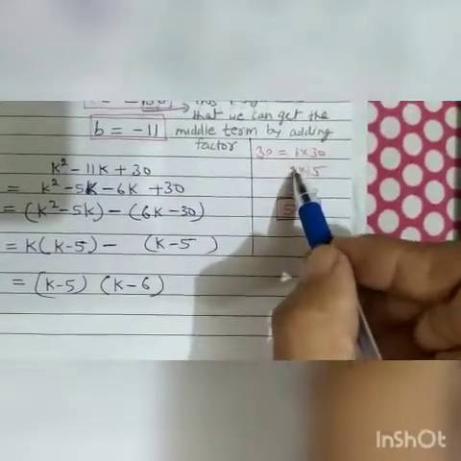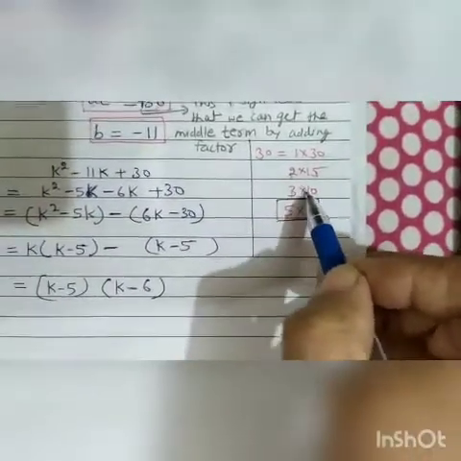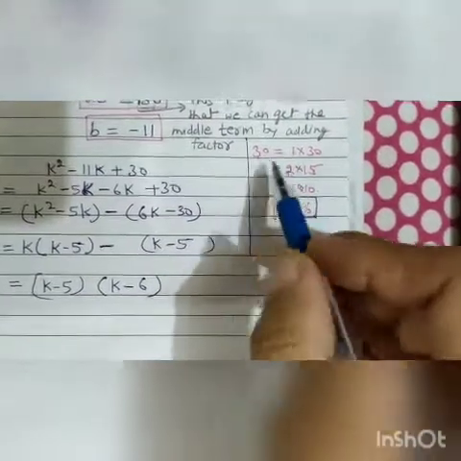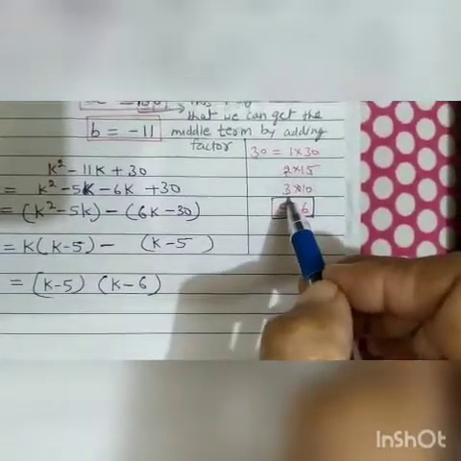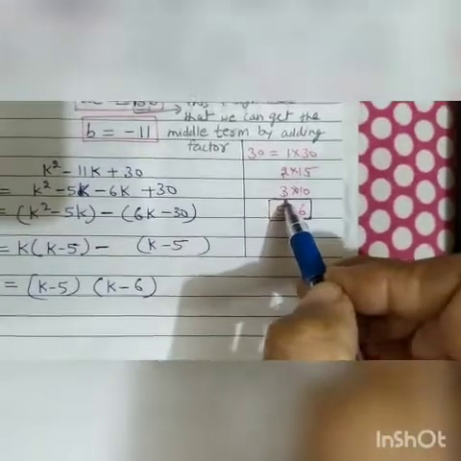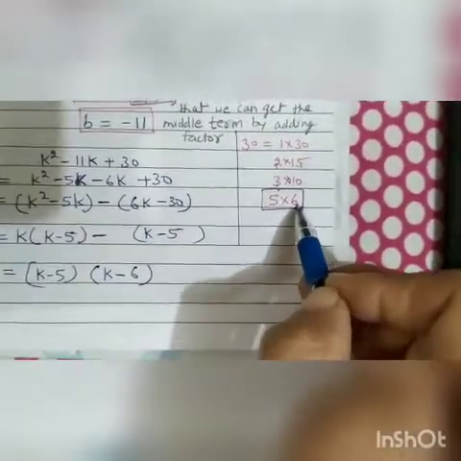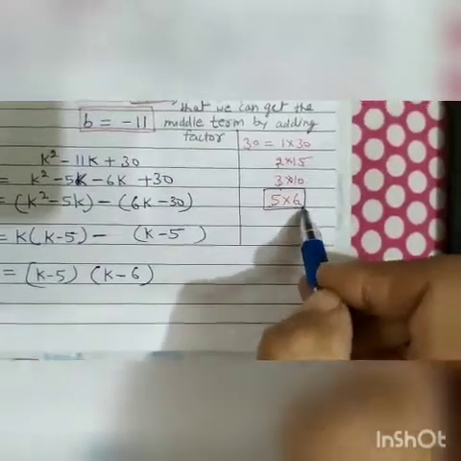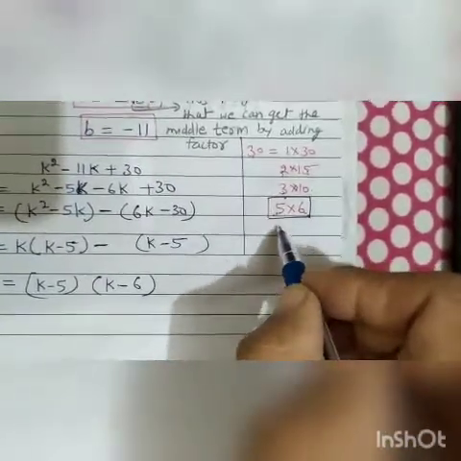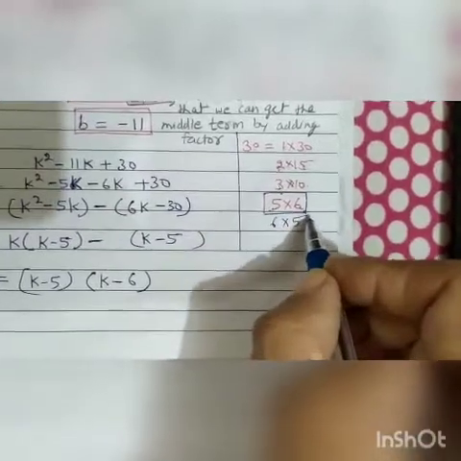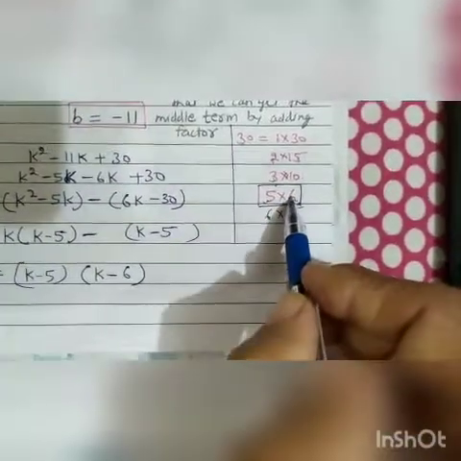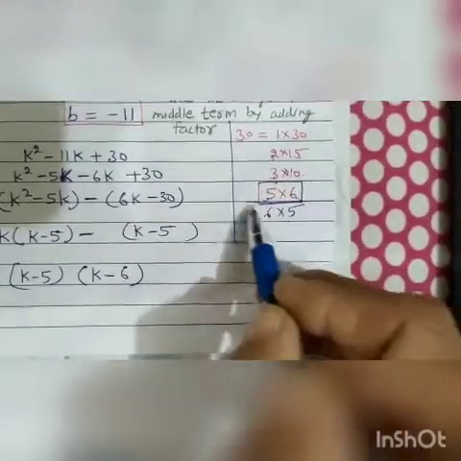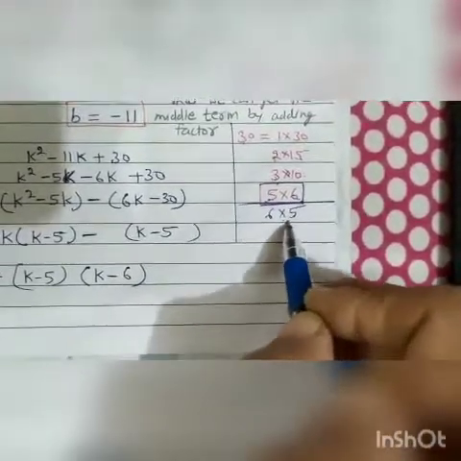Now 1, 2, come to 3. 3 tens are 30. After 3 there is 4. 30 is not divisible by 4, so we will skip 4. Come to 5. 5 sixes are 30. Yes, 5 sixes are 30. And if we take after 5, 6 fives are 30. So students, see here, 5 sixes and 6 fives, both the factors are same. We will stop here.